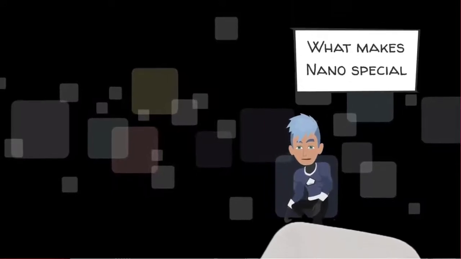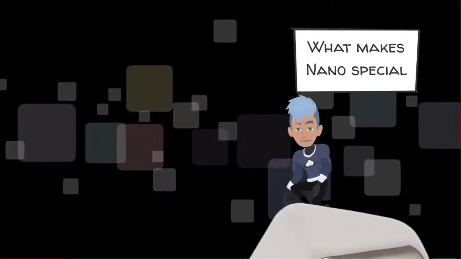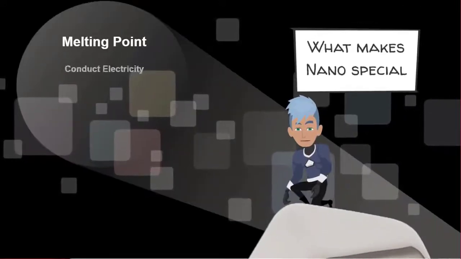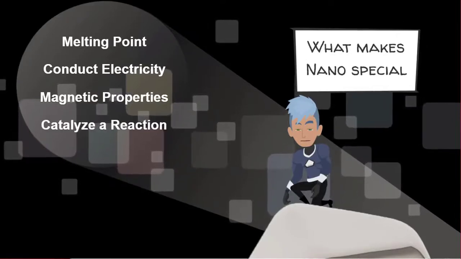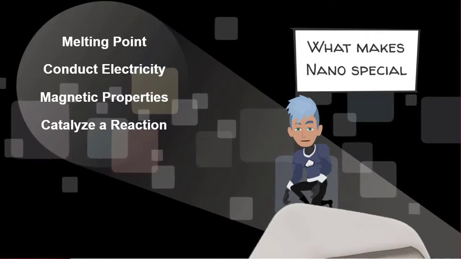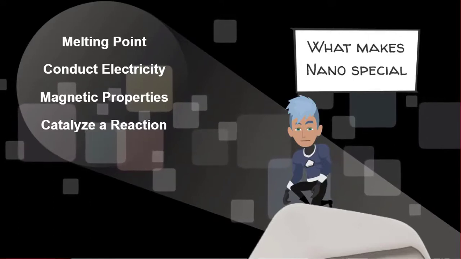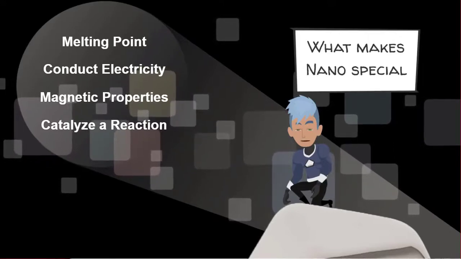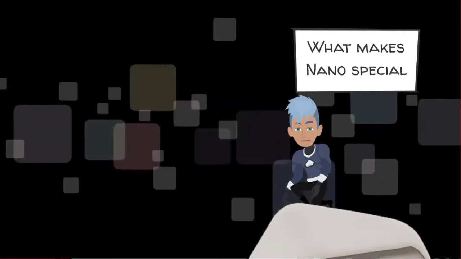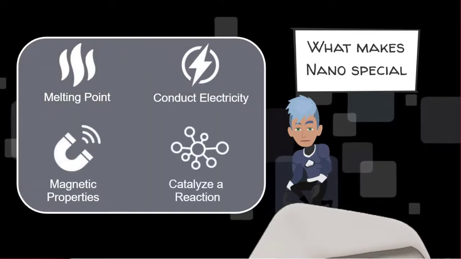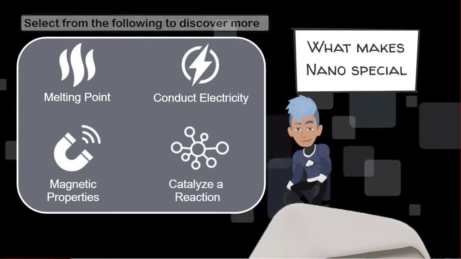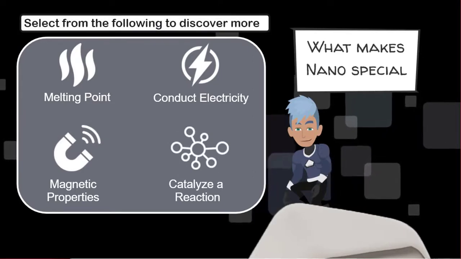At the nanoscale, material properties change. The melting point, the ability to conduct electricity, the magnetic properties, the ability to catalyze a reaction, are all dependent on the size of the nanoparticles. This is due to changes in the surface-to-volume ratio and the quantum effect, which is the physics of the electron in nano-sized particles. Select from the following to discover more.